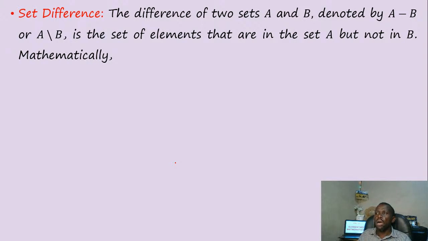Now, when you're talking about the difference, difference normally is minus, subtraction. So the difference between A and B is A minus B. The difference between B and A is B minus A. They are totally different. So A minus B means the set of elements that are in the set A, but not in the set B.